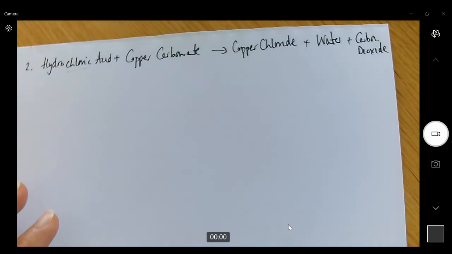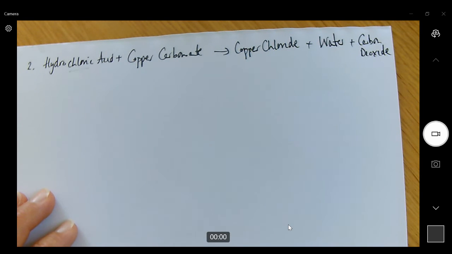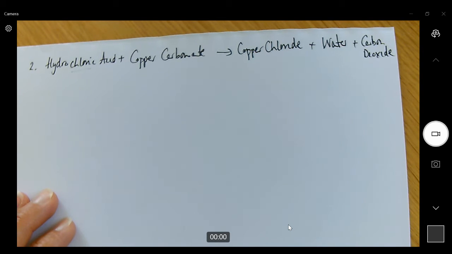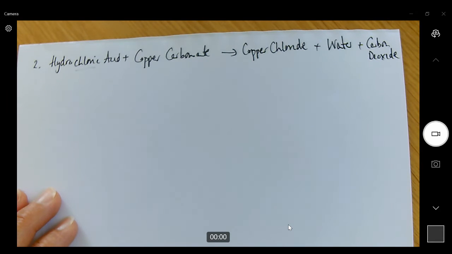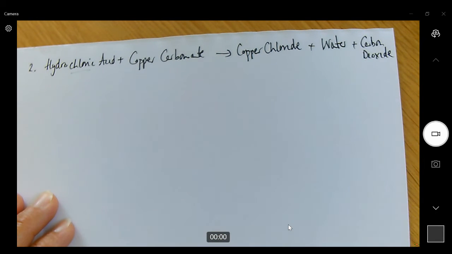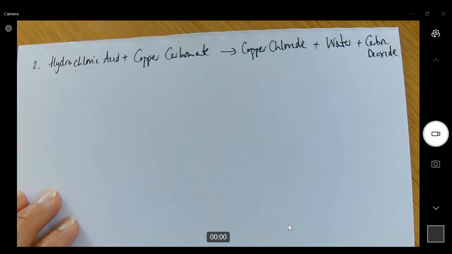The second part of this is we now need to write this as a balanced symbol equation. The first step is working out the formula of each of these different parts of the equation. What are the formulas of our reactants and of our products? And then we need to balance so there are the same number of atoms on each side of the equation. So let's start first of all with the formulas.